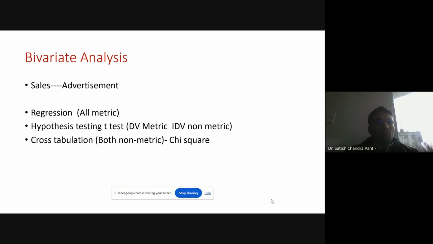Now moving to the second one, where one variable is metric in nature and the other variable, the independent variable, is non-metric in nature. For example, if you want to test the same thing, agricultural production as a dependent variable, where there is a gross value added captured by the Indian government, or cereal production, or fruit and vegetable production in the last 20 years, that is the dependent variable, which is metric in nature.